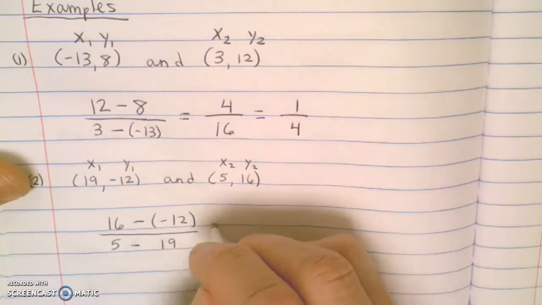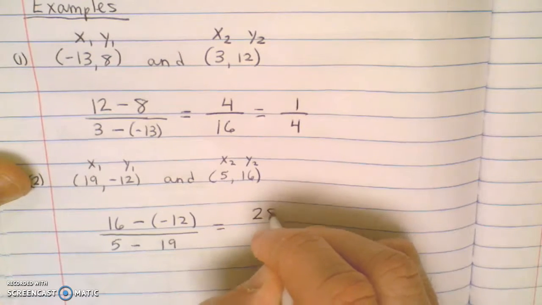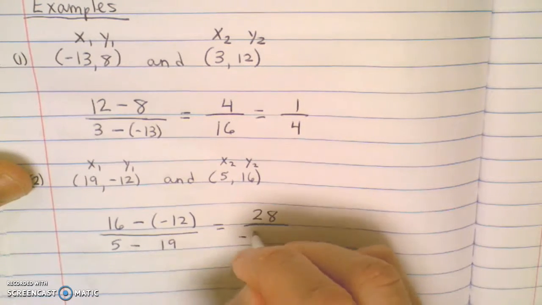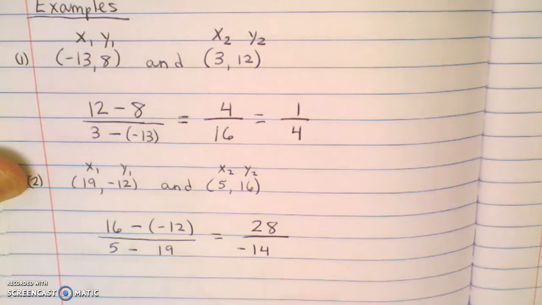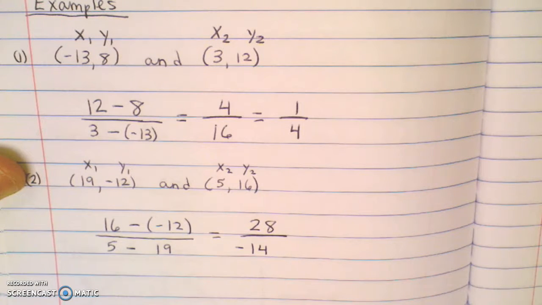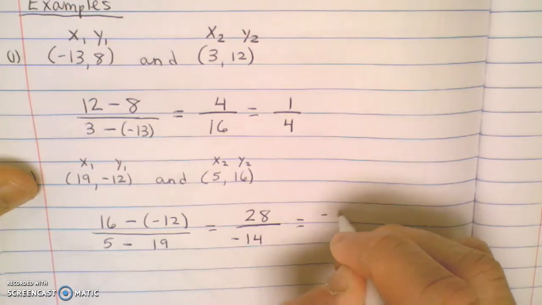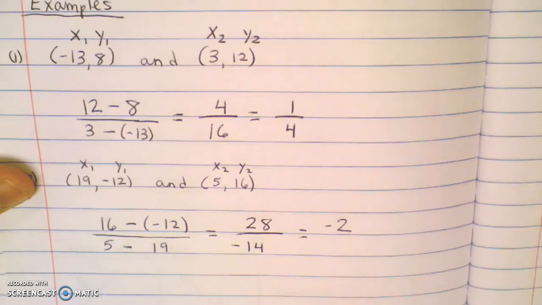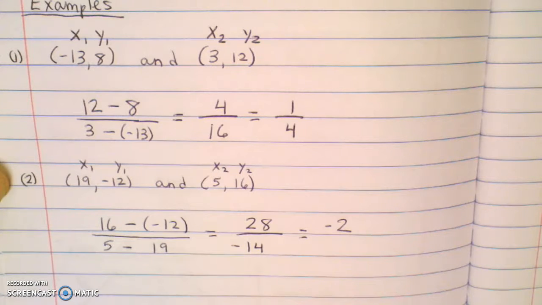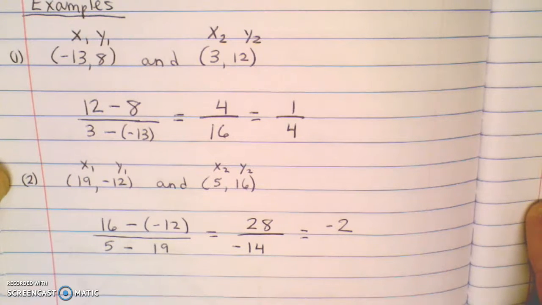So 16 minus negative 12 becomes positive 28. And 5 minus 19 is negative 14. Use your calculators if you're not sure. Always double check your work. So then 28 divided by negative 14 gives me negative 2. Always simplify your fractions if you can when you're doing slope. Let's look at two more examples, and then you should be ready to go with the slope formula.